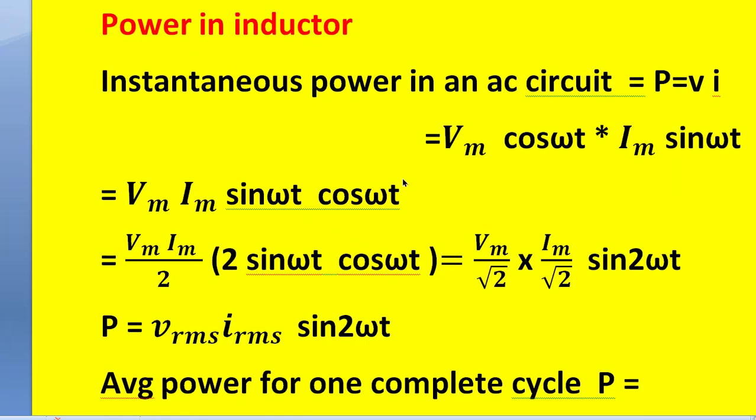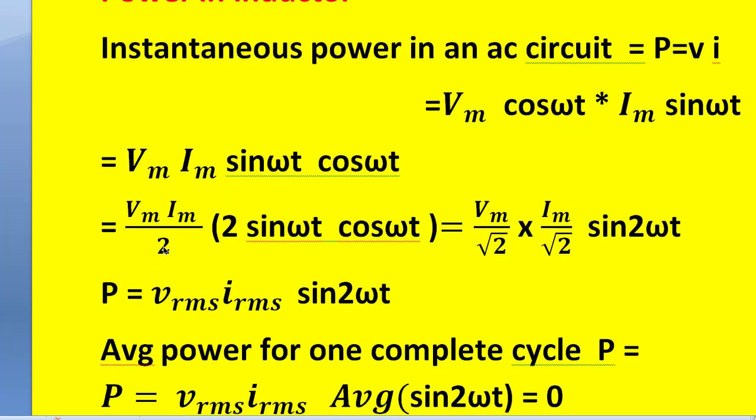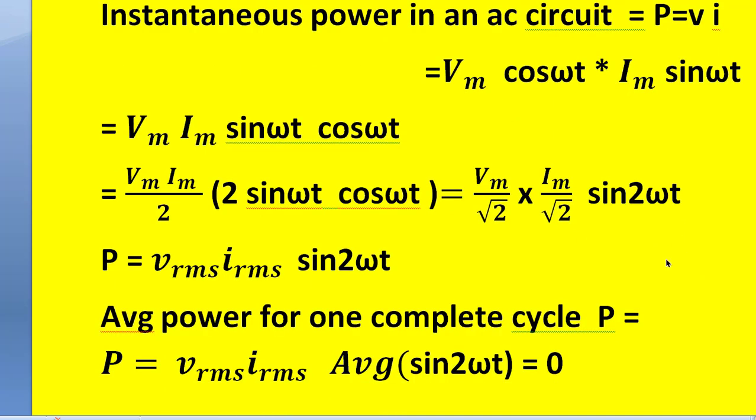If you multiply both numerator and denominator by 2, we write like this: Vm Im by 2 into 2 sin omega t cos omega t. From trigonometry we find that 2 sin omega t cos omega t is nothing but sin 2 omega t. And this 2 we can write as root 2 into root 2. Then we get Vm by root 2 into Im by root 2 into sin 2 omega t. And for a sine wave, Vm by root 2 is nothing but the RMS value of the voltage, and Im by root 2 is the RMS value of the current, that we can write like this.